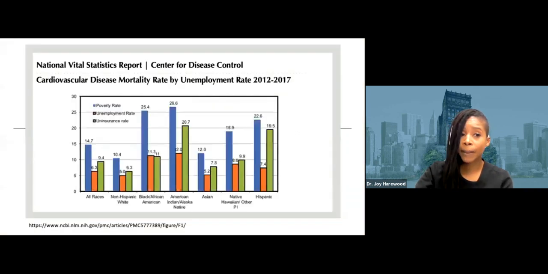In terms of an example of this, if we look at this chart, again, from the same website, from the CDC, what it shows you is cardiovascular disease mortality as it correlates to poverty, unemployment, and uninsurance rate. Uninsurance just means people don't have insurance. If you look at the far left, you can see with all races that the mortality rate from cardiovascular disease is correlated with poverty. So the poorer you are, the more likely you are to die of your cardiovascular disease. There's also associations with unemployment and uninsurance, but not quite as strong.